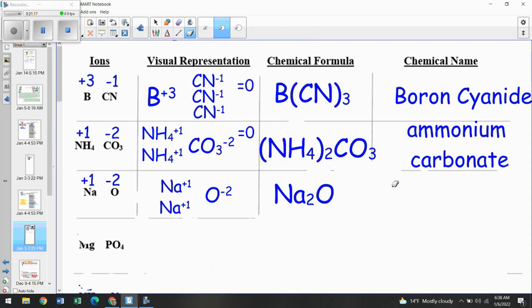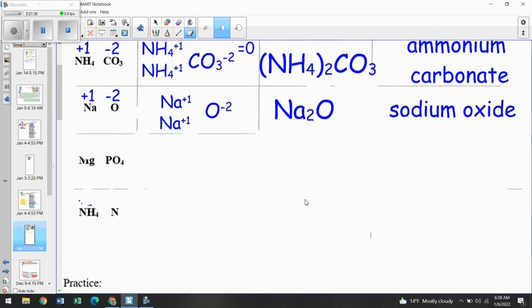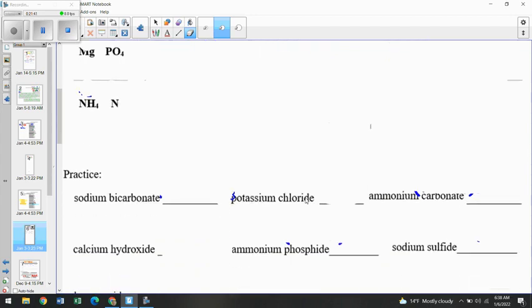Now, because this is binary, I need to use those binary rules, so I'm just going to write the positive ion's name first. I'm just going to write sodium, business as usual. But then that oxygen becomes oxide, just like that. So that oxygen becomes oxide instead of oxygen. There's a few more practice problems on here you guys could do.